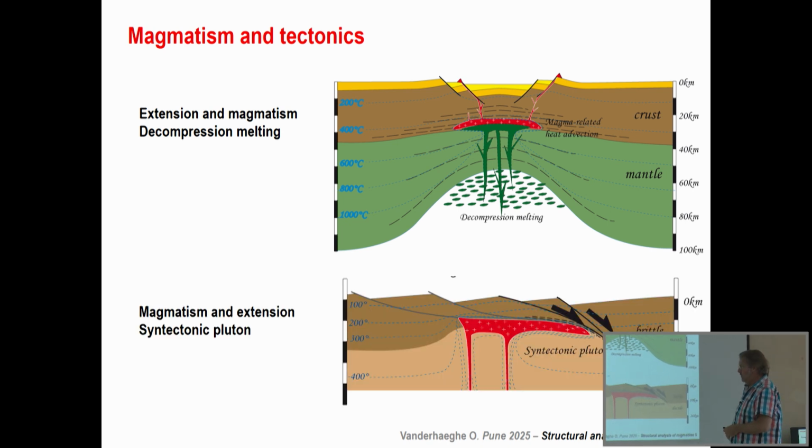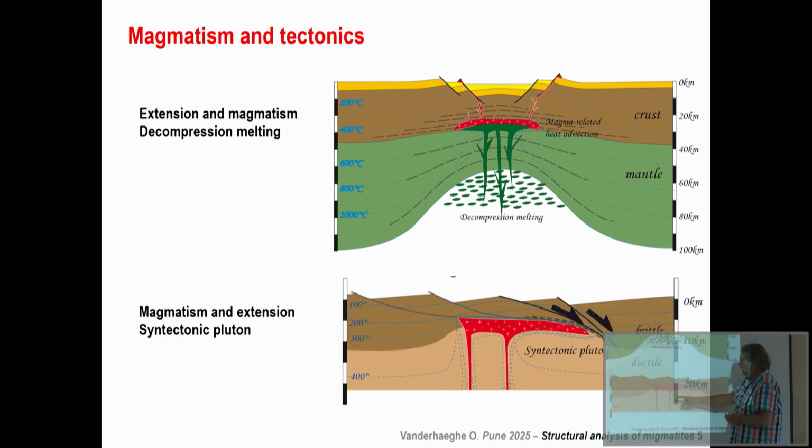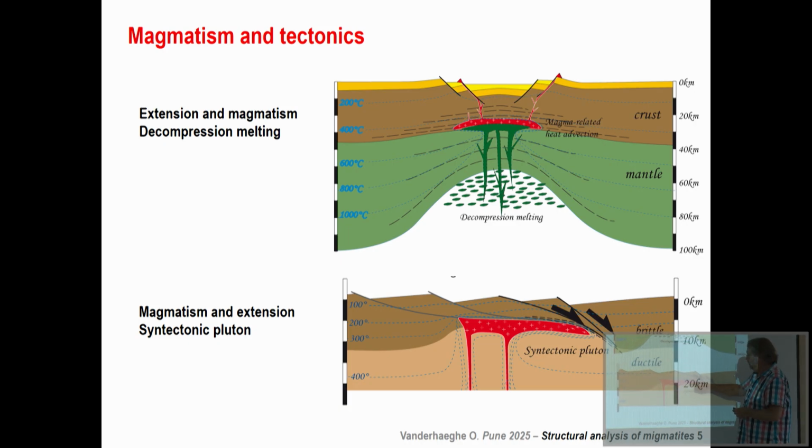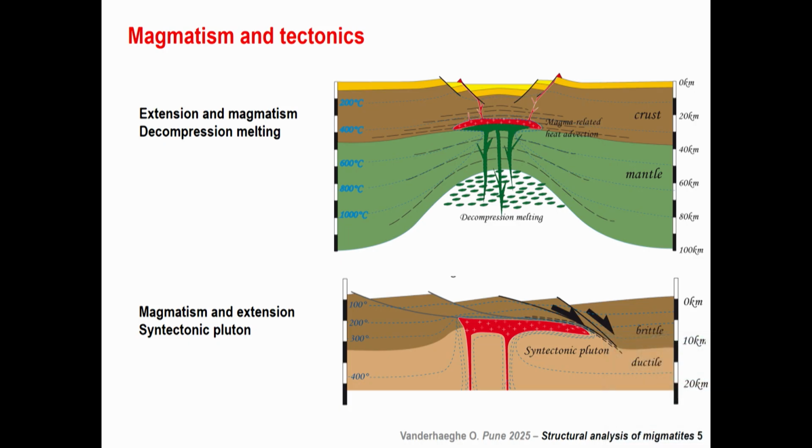Another motivation was to say, okay, in places where magmas are in place, for example here in a granitic pluton in red, it might correspond to weakness in the crust and localized deformation. So the motivation was here to look at the relationship between magmatism and extension, localization of deformation.